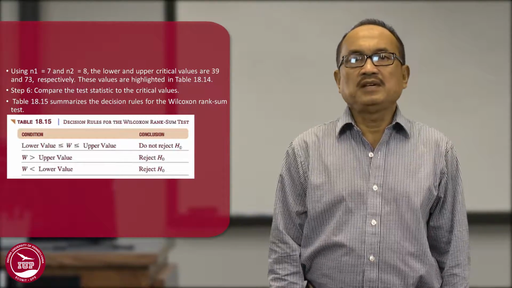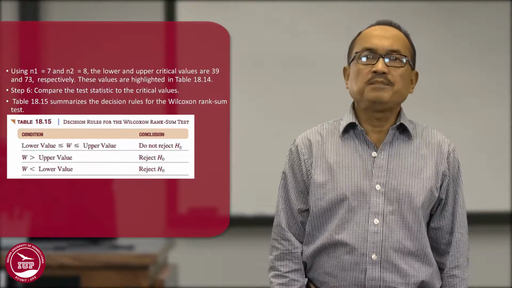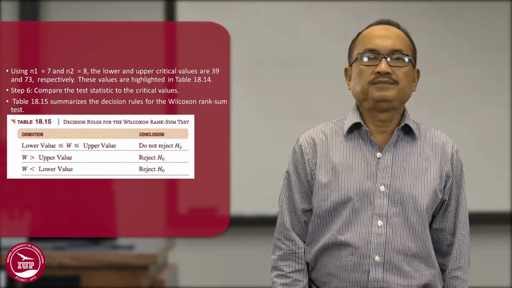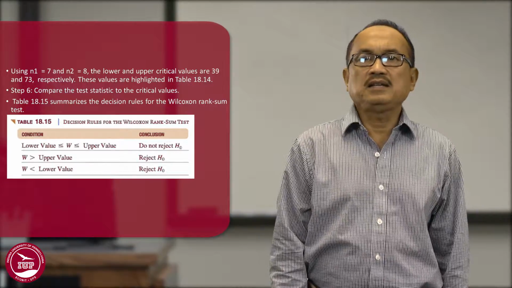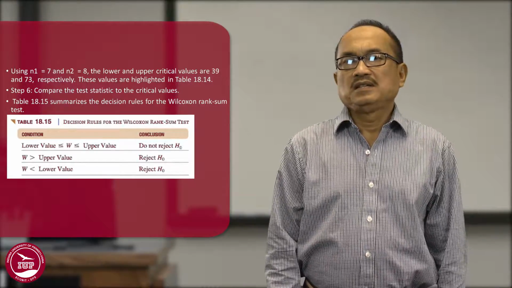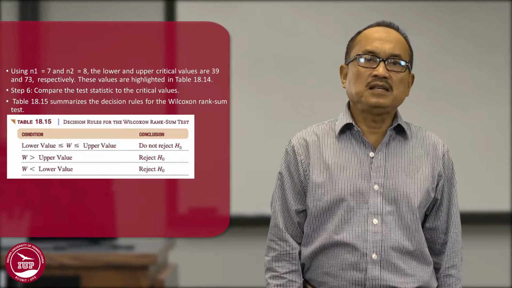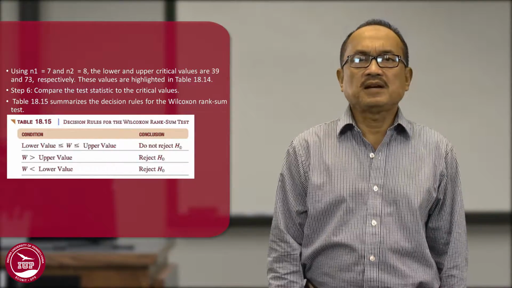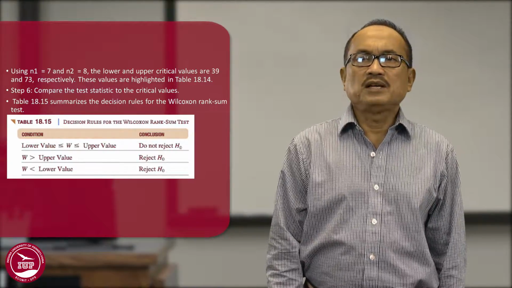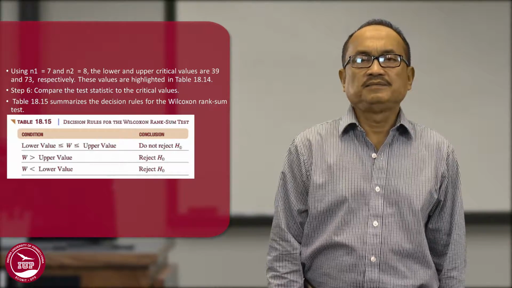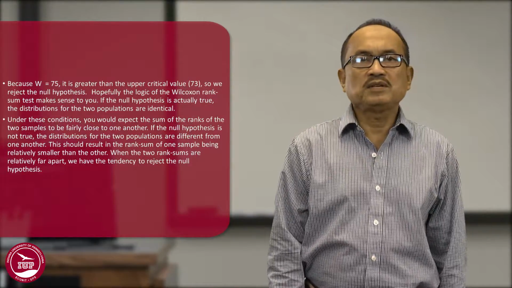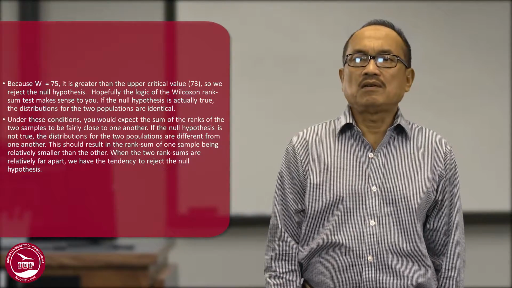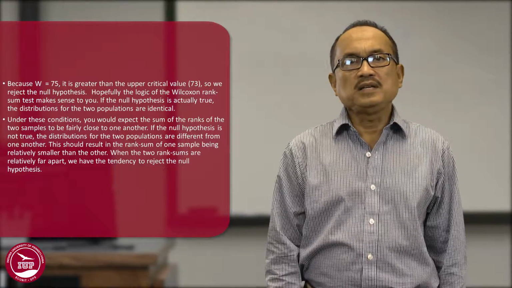Using n1 equal to 7 and n2 equal to 8, the lower and upper critical values are 39 and 73, respectively. These values are highlighted in Table 18.14. Step 6. Compare the test statistic to the critical values. Table 18.15 summarizes the decision rule for the Wilcoxon rank sum test. Because W equal to 75 is greater than the upper critical value of 73, we reject the null hypothesis.